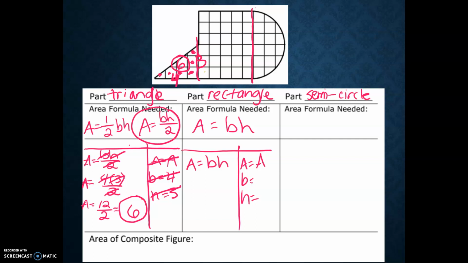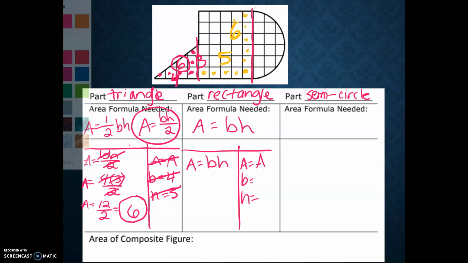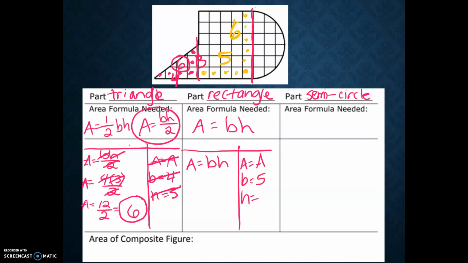On this one, our base is 1, 2, 3, 4, 5, so that would be 5. Now our height is, don't forget to still count the one you've counted for your base, but 1, 2, 3, 4, 5, 6. So our height is 6. Alright, so now that we know that, we can go ahead and plug those in. So base is 5, height is 6. A stays the same, equals base, which is 5, times your height.